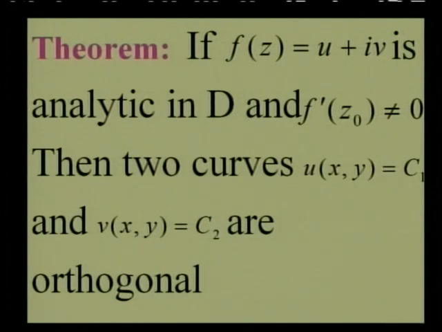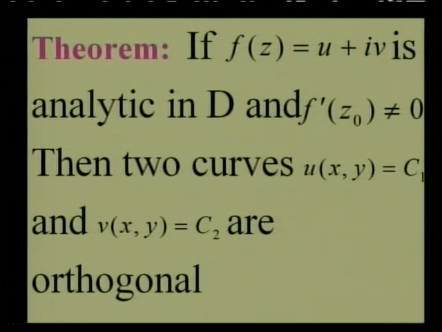If f(z) is u plus iv, it is an analytic function, and f dash z0 is not 0. I am going to mention what is z0. Let us read the statement, look at the slide. Then two curves u(x,y) equals C1 and v(x,y) equal to C2 are orthogonal, where z0 is the common point of u(x,y) and v(x,y).